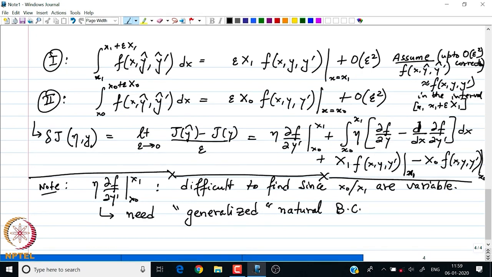So, which means that the perturbed endpoints and the perturbation eta. So, which means that we have to write down this expression on the right hand side, such that certain consistency criteria are also satisfied. So, what are these consistency criteria? So, what I just said is the following.